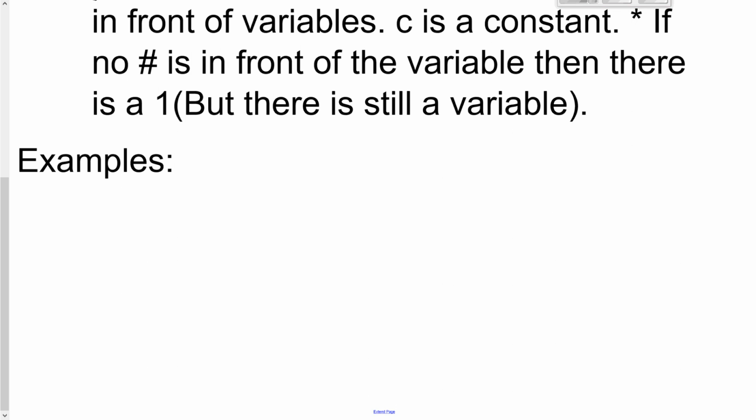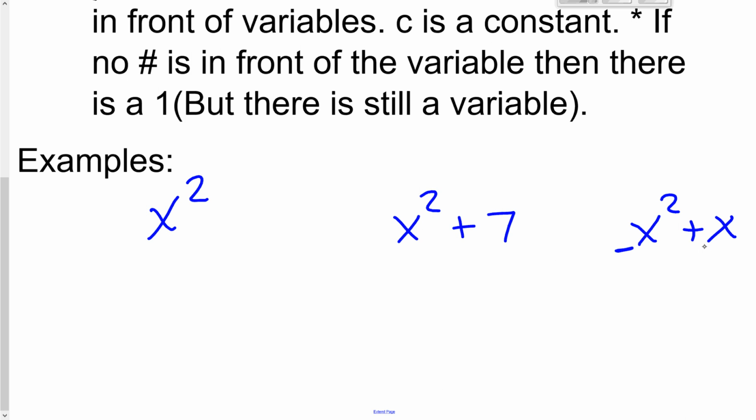Okay, so here are some examples of quadratic equations. So we have x squared. That's the basic type of quadratic in standard form. Then we have, say, x squared plus 7, like I said. That would be, there's no b there. Okay, then I could have x squared plus x. That would be another quadratic, right? Here I have my a is 1, my b would be 1 too, and I would have no c.